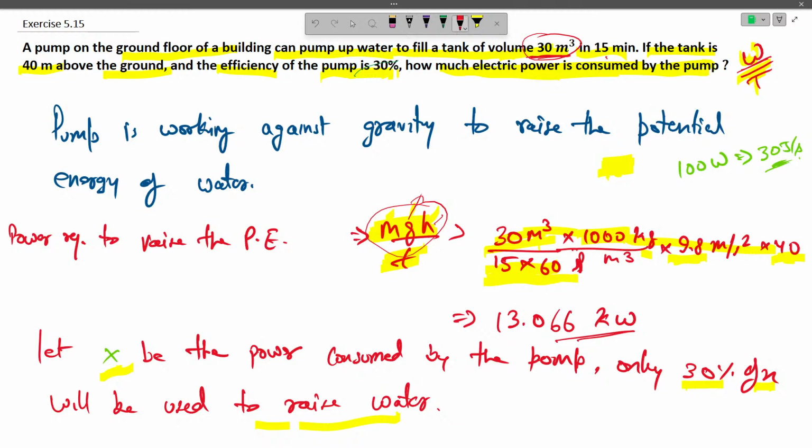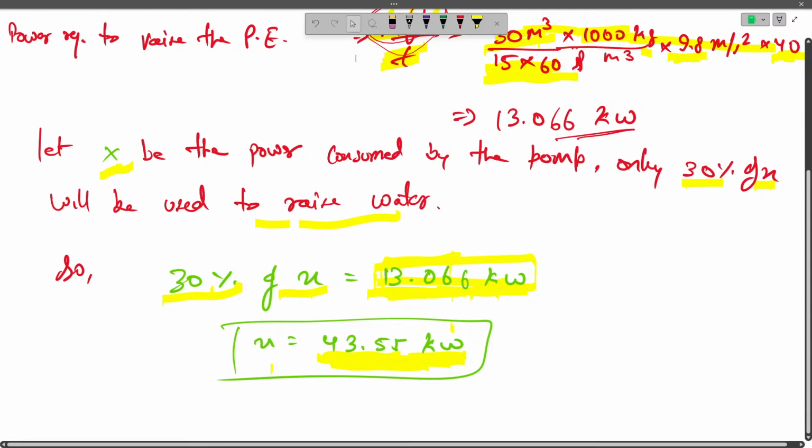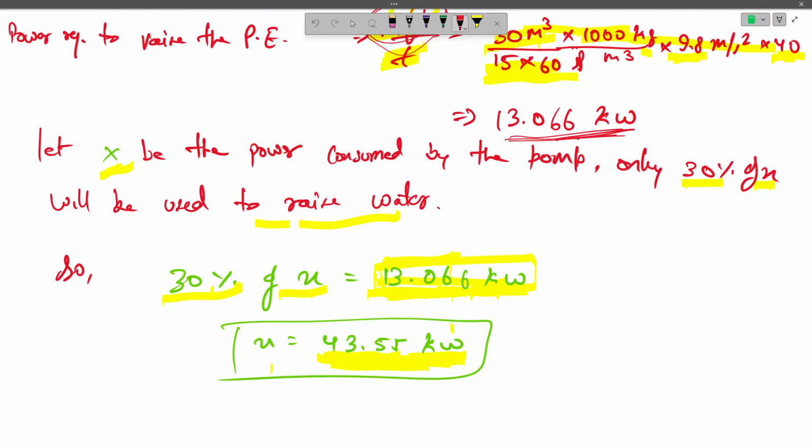So the work done required would be found out by mgh. And since the pump has got 30% efficiency, in order to deliver this much power, 70% more power is required, as the pump has got only 30% efficiency. So we can use this equation, that is 30% of total power that is to be consumed equals 13.066 kilowatt. So x, that is the required power, should be equal to 43.55 kilowatt.